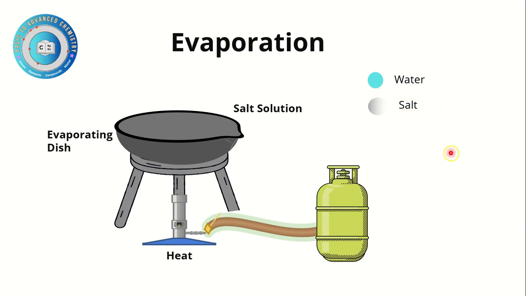Let us see what is going on. The water is heated and evaporated from the solution. Gradually, once the water is completely removed from the solution, finally we get salt crystals left on the evaporating dish. So by using this technique, which means by using evaporation, we can separate salt from salt solution.